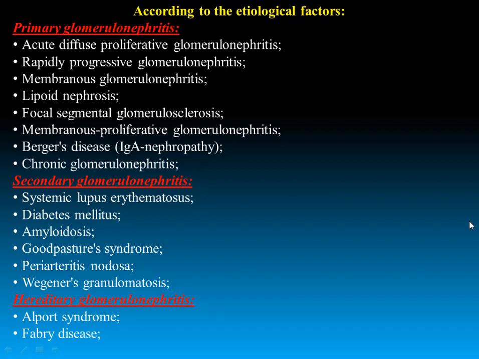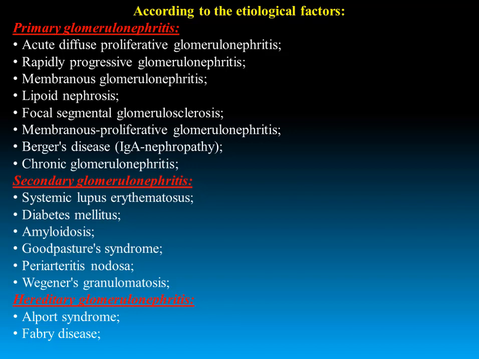Now the detailed classification according to etiological factors. Primary glomerulonephritis, which develops without any previous disease of the kidney, can be subdivided into acute diffuse proliferative glomerulonephritis, rapidly progressive glomerulonephritis or subacute variant, membranous glomerulonephritis, lipoid nephrosis, focal segmental glomerulosclerosis, membranous proliferative glomerulonephritis, and chronic glomerulonephritis. These are all variants of the chronic variant of clinical course of glomerulonephritis.